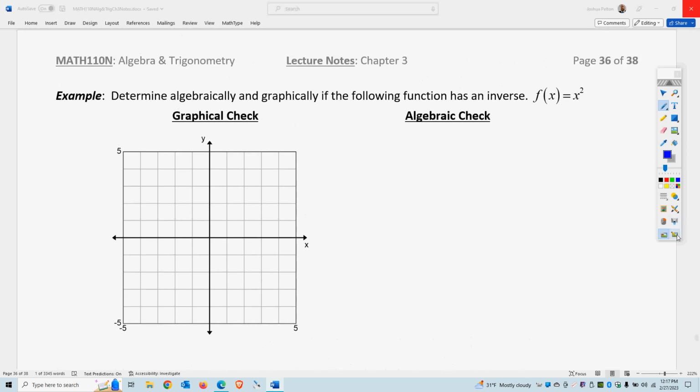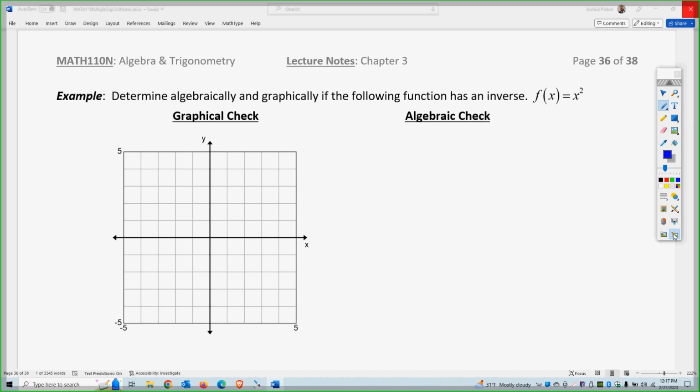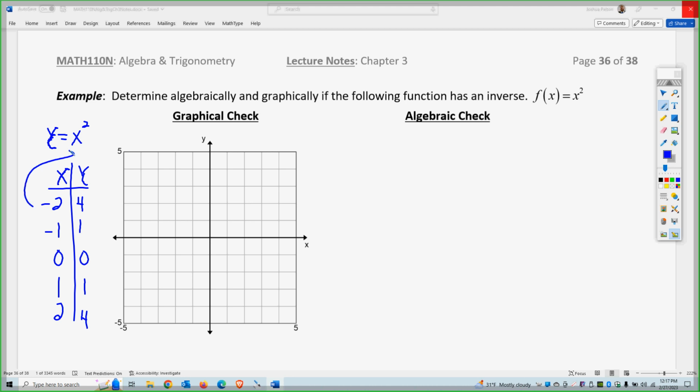We'll take a very simple function, f of x equals x squared. If I do an xy table for y equals x squared, with x values -2, -1, 0, 1, and 2, and square them, I get 4, 1, 0, 1, and 4. So basically I'm plugging these x values in. At -2, I get 4, then 1, 0, 1, and 4.